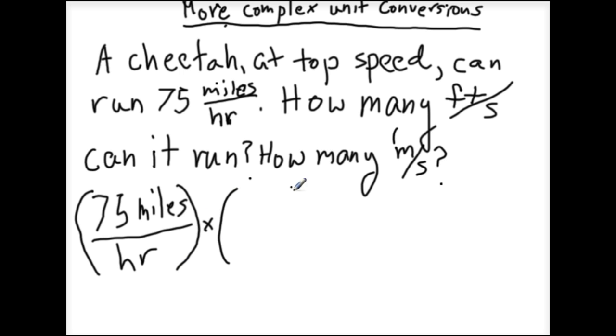So now I'm going to multiply that by something so that I can get seconds on the bottom, because that's what I'm going for. Some way to get rid of my hours. In order to do so, I have to say that 1 hour is equal to 3,600 seconds. And that's because there are 60 seconds in a minute and then 60 minutes an hour. So I just multiplied 60 by 60 and got 3,600. So that takes care of my time.